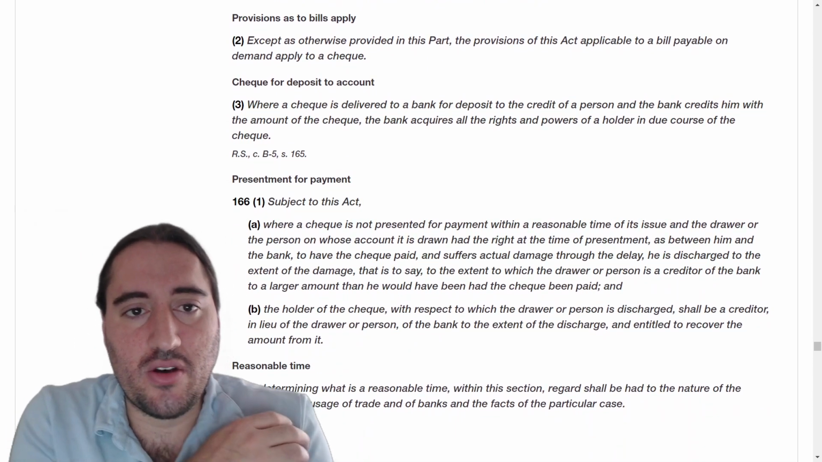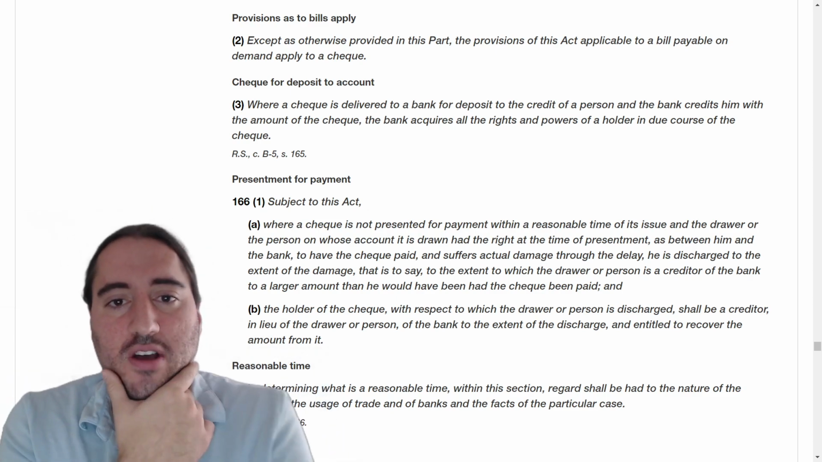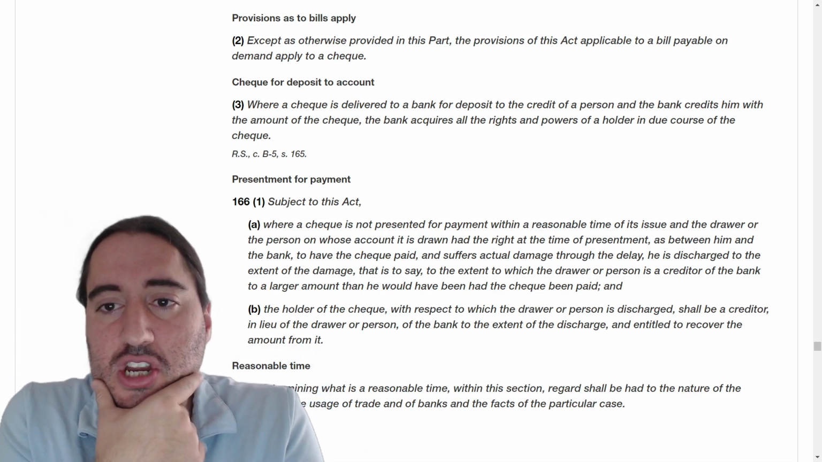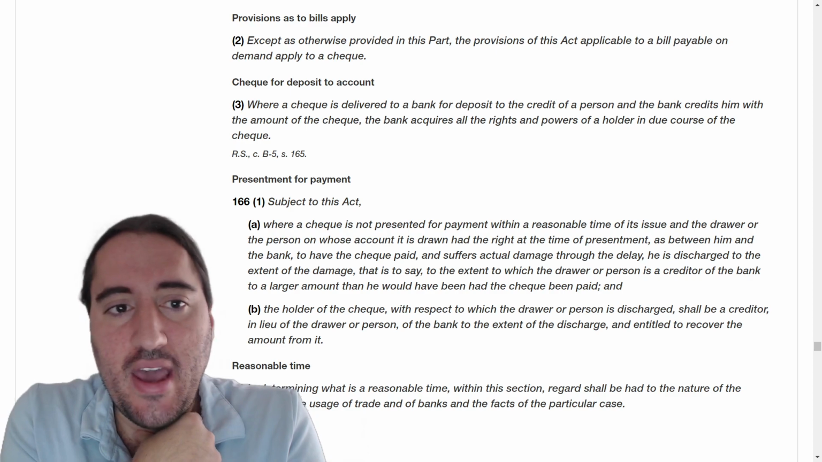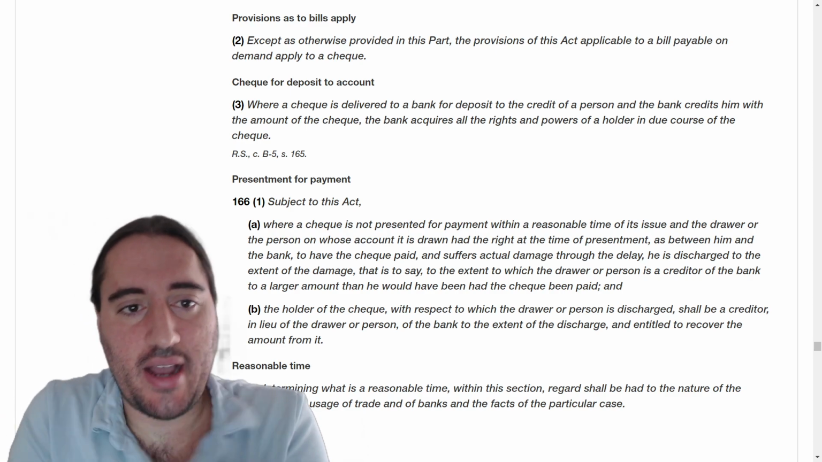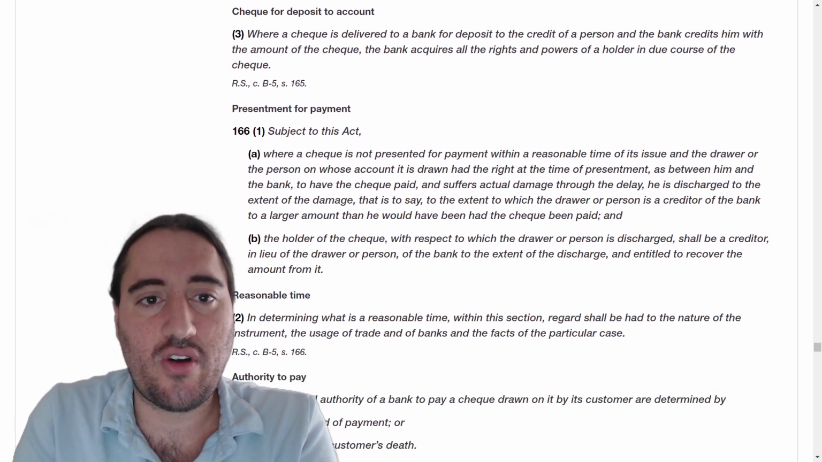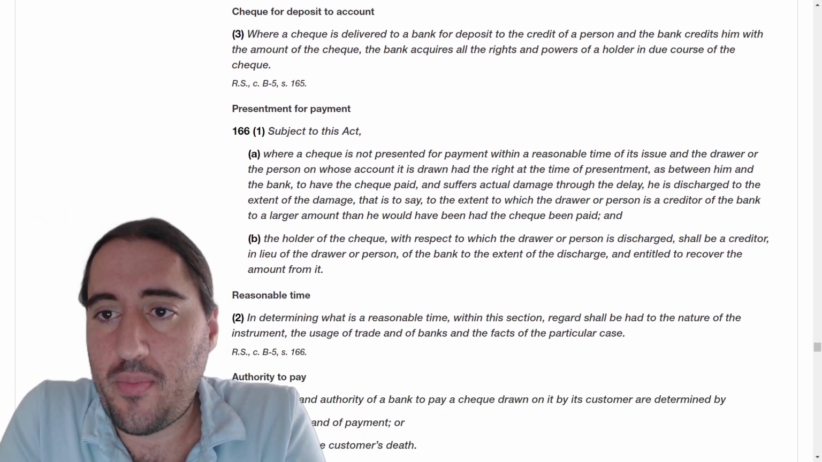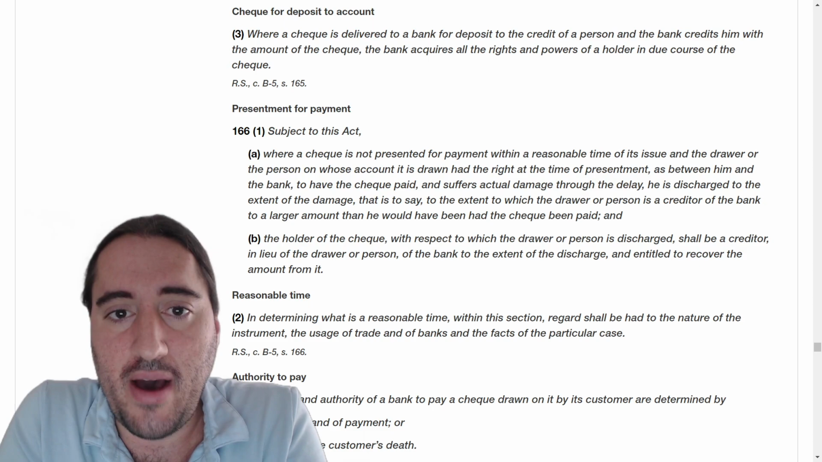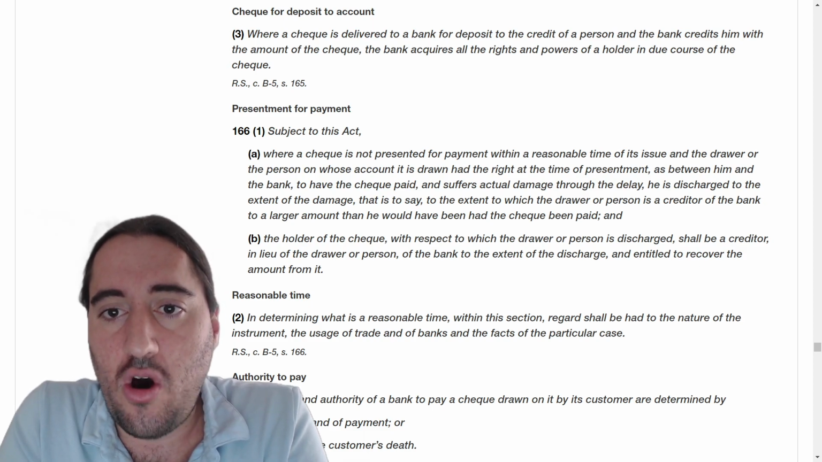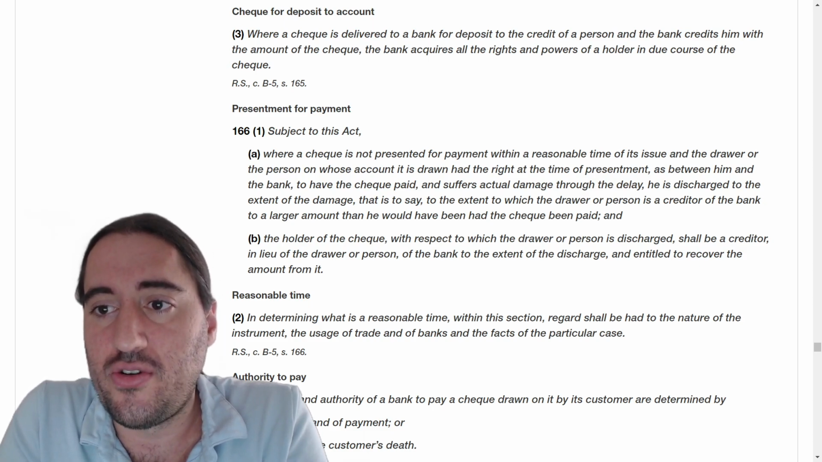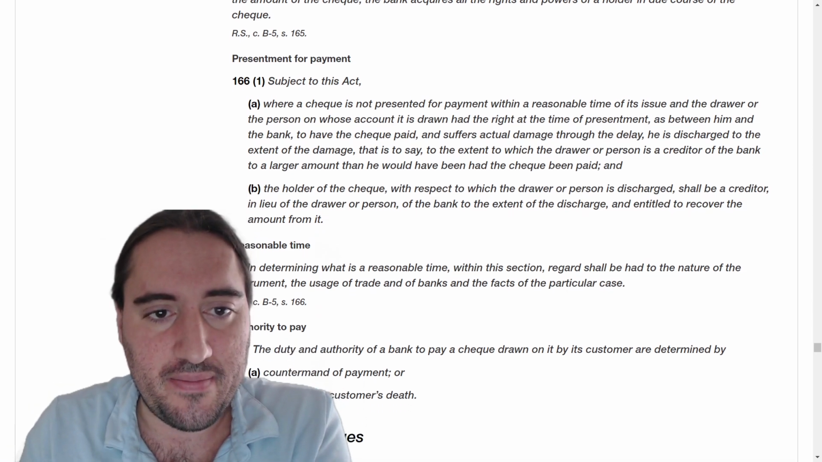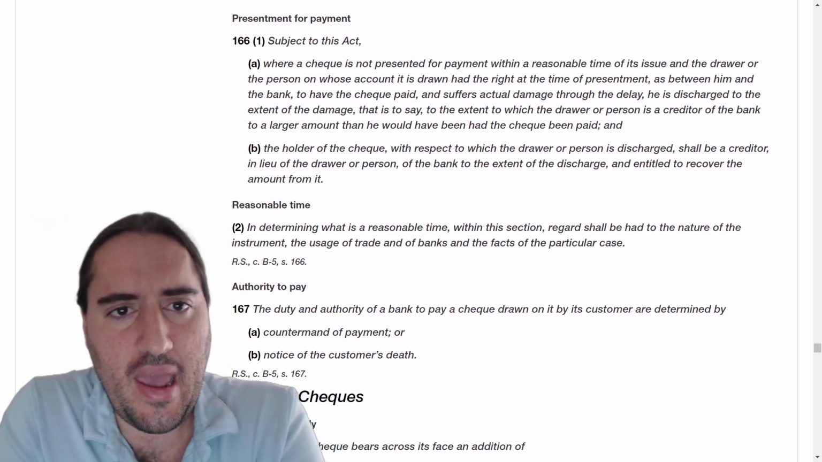Provisions as to bills apply. Except as otherwise provided in this part, the provisions of this act applicable to a bill payable on demand apply to a check. Check for deposit to account. Where a check is delivered to a bank for deposit to the credit of a person and the bank credits him with the amount of the check, the bank acquires all the rights and powers of a holder in due course of the check.